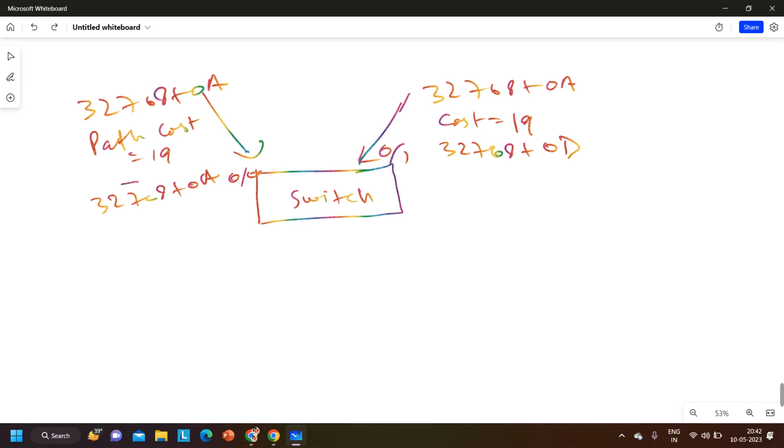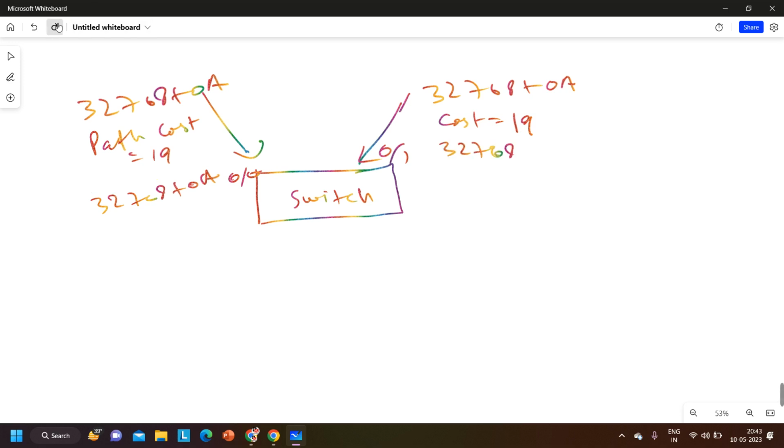And can anyone tell me, can this be the same in the BPDU? Can the sender bridge ID be the same in the BPDU or not? Can it be the same or not? Yes, sir. It can be. Yes, it can be the same. In which type of scenario?